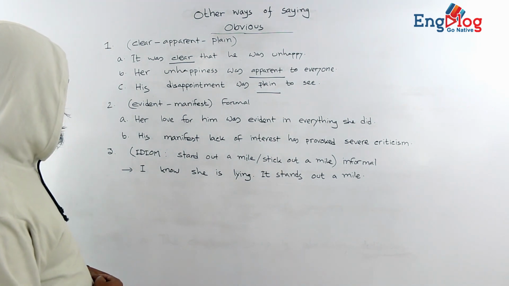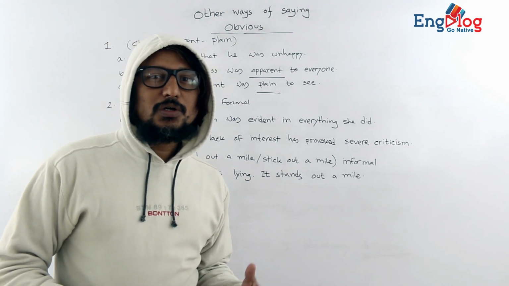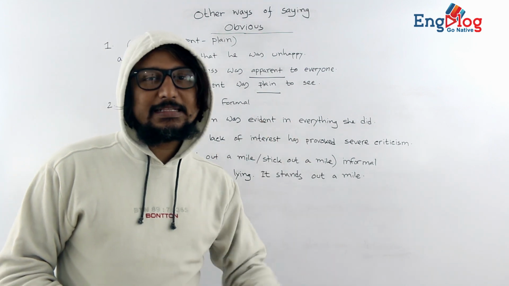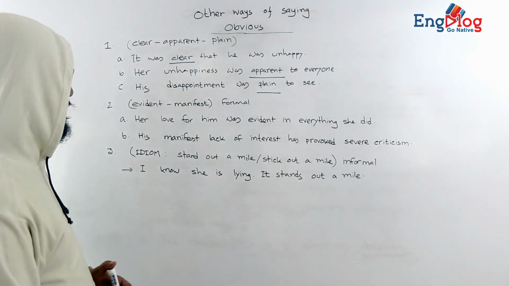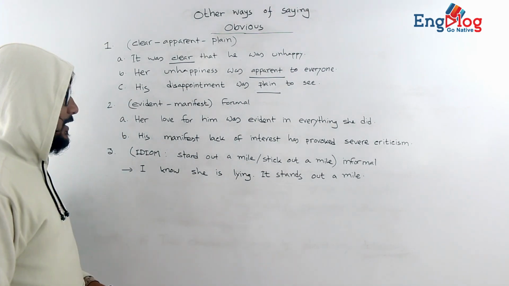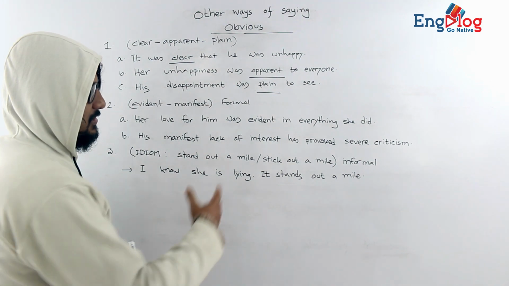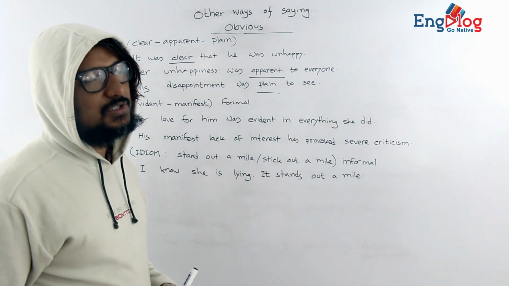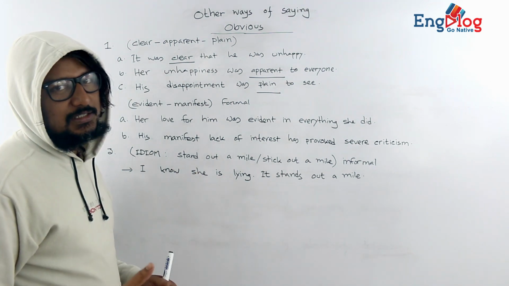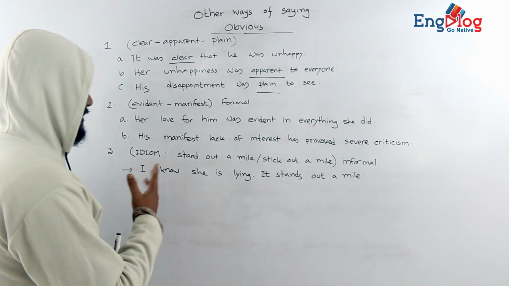Next come two formal terms if you want to talk about something obvious in formal English. You could use this term evident or manifest. The example, her love for him was evident in everything she did. She loved the person very, very much, and it was very deep love, so everything she did, she just somehow expressed her love or affection for that person.